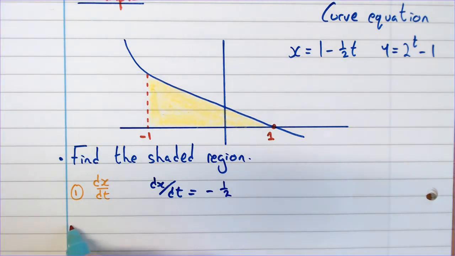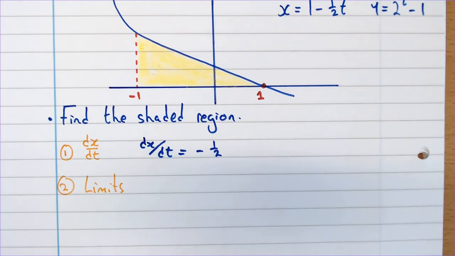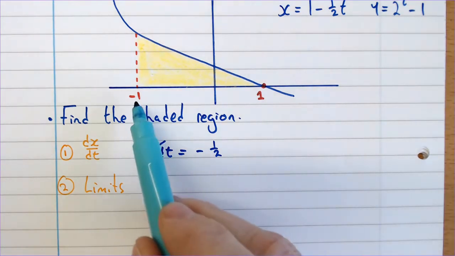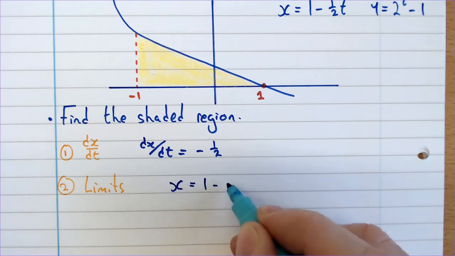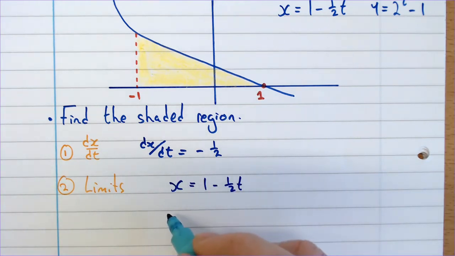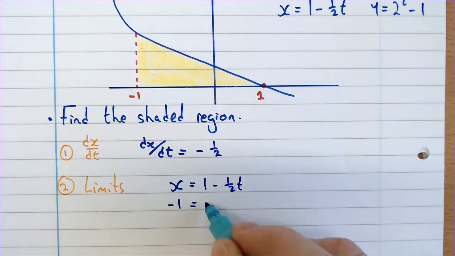As before, find the dx dt first. It should be minus a half. That's very straightforward. Again, as before, your second step is to find your limits in terms of t. So we've got x is minus 1 and 1. Our equation is x equals 1 minus a half t. I take these equations nice and slow and do a step at a time so I don't get lost.